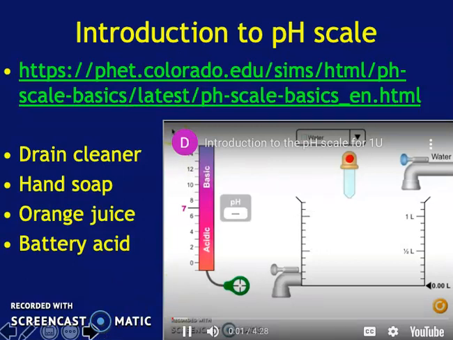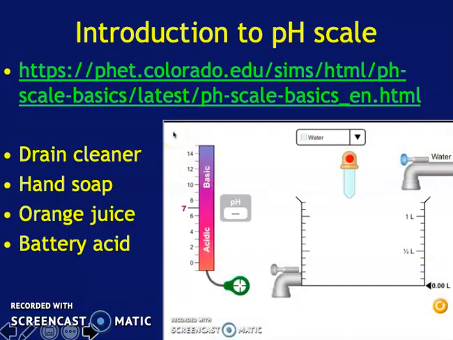Okay folks, this is just a video to show you the PhET activity if you can't get onto it because of the devices that you currently have. Over here on this left hand side you will see a scale. The scale goes from 0 to 14, and you will see that here 7 is highlighted. We've already talked about neutral. Something that has a pH of 7 is what's called neutral.